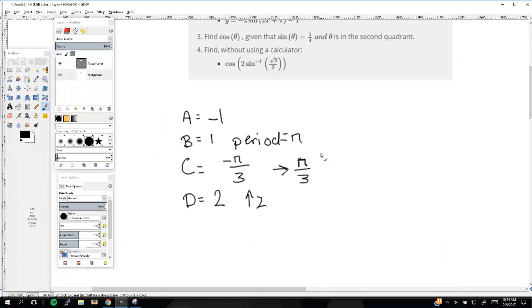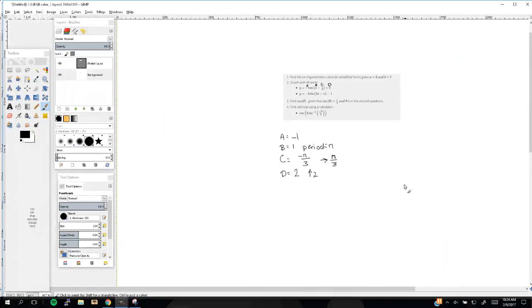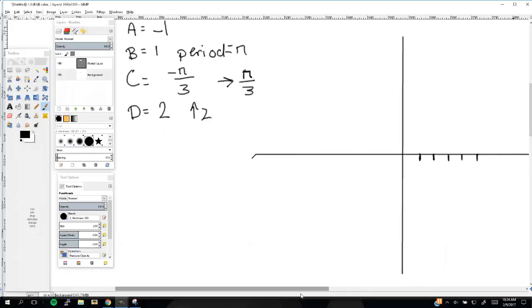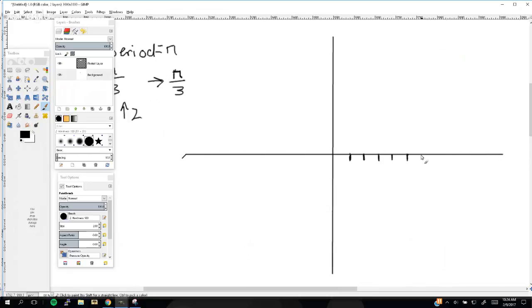Okay, so the period is pi. So we have to move it over pi over 3. That'll be our starting place.